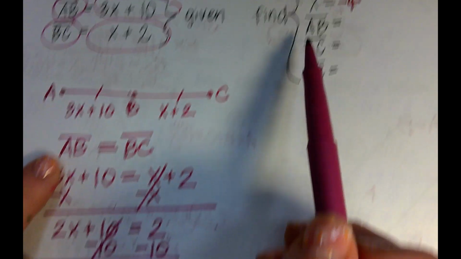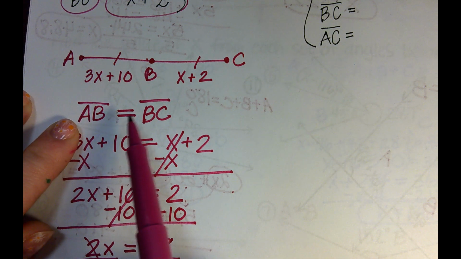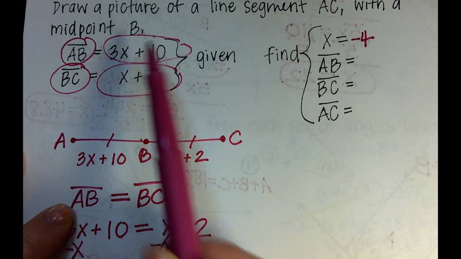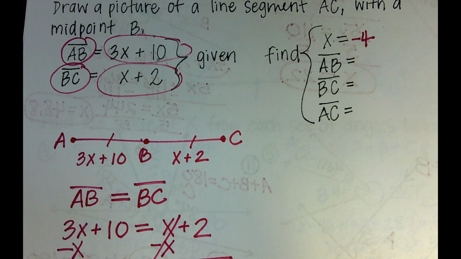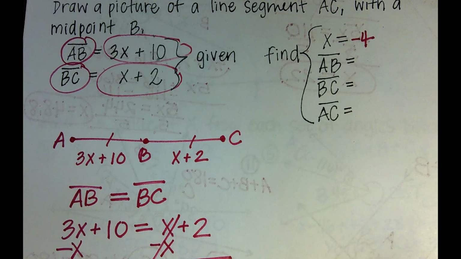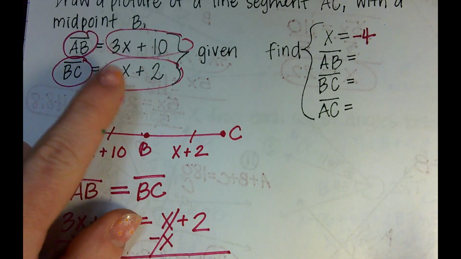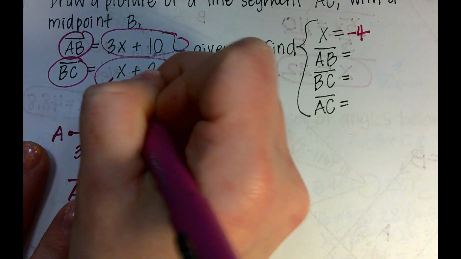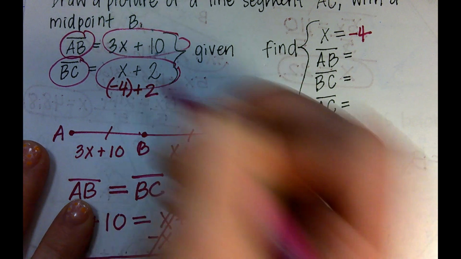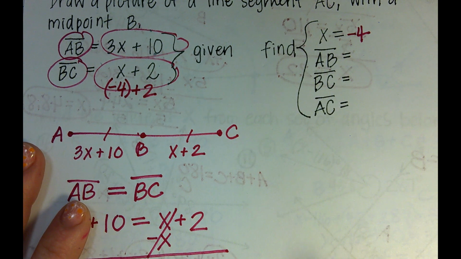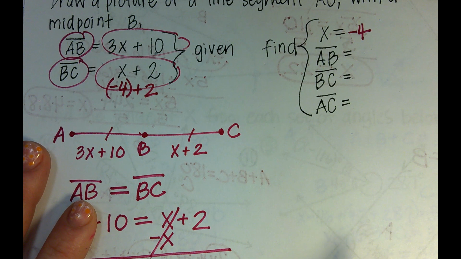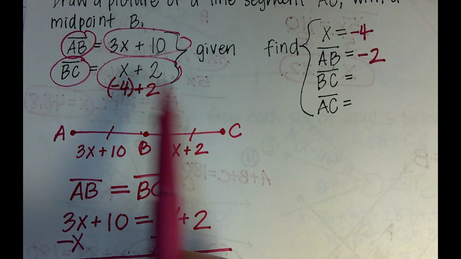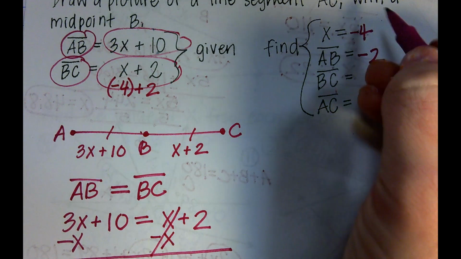Now, we know AB is equal to BC. So do I need to plug x into both of these equations or can I just pick one? Just one. So which one looks easier? The x plus 2. Let's do x plus 2. So x is -4, plus 2. What's that going to give us? Negative 2. And AB and BC are the same, so BC is also -2.